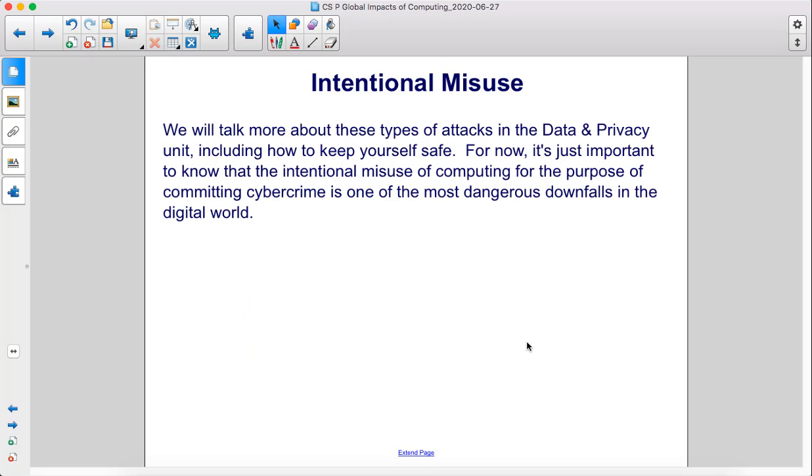We will talk more about these types of attacks in the Data and Privacy Unit, including how to keep yourself safe. For now, it's just important to know that the intentional misuse of computing for the purpose of committing cybercrime is one of the most dangerous downfalls in the digital world.